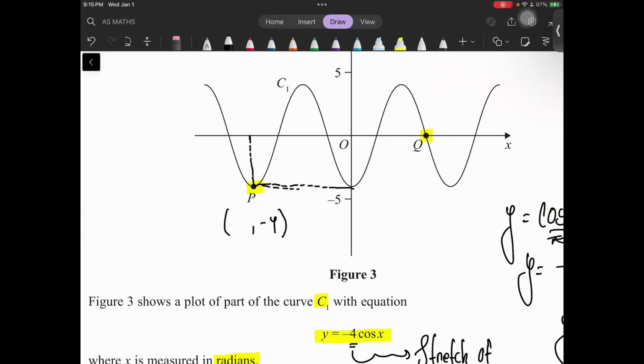And now to find the x coordinate, you need to understand when the graph of y equals cos x is equal to 0, right? So what is the coordinate here? Let me just check it with my calculator.